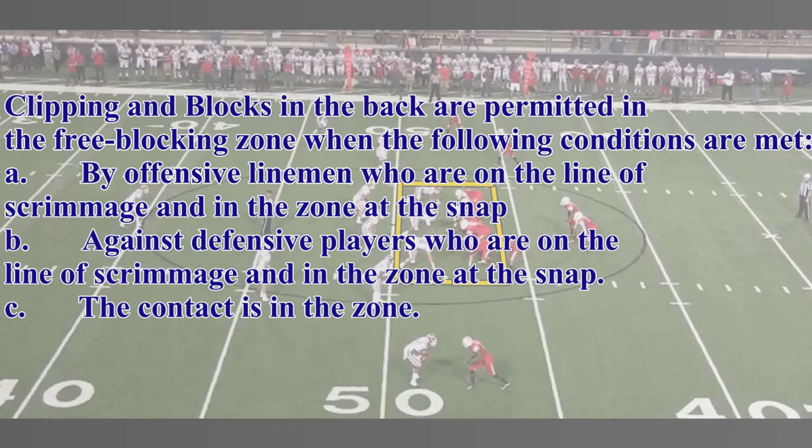Now, this is a really important distinction because you could have players that are in the free blocking zone that cannot commit these illegal blocks. An example would be a linebacker who is in the zone but not on the line of scrimmage. He could not be blocked below the waist, blocked in the back, or clipped legally. A wide receiver that was on the line of scrimmage but outside of the free blocking zone could not legally commit any of these blocks either. And of course we have the requirement that all these blocks have, that the contact has to occur inside the free blocking zone.